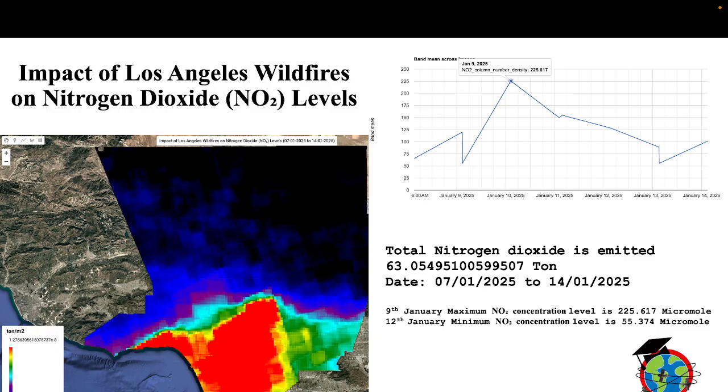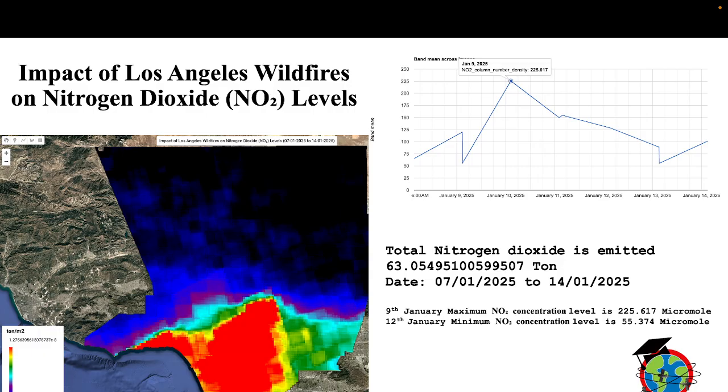Today I will try to discuss the impact of Los Angeles wildfires on nitrogen dioxide level. So it's one kind of air quality monitoring class. Basically, in this case I will discuss what the impact of Los Angeles wildfires on nitrogen dioxide level is, mainly how much nitrogen dioxide increased or decreased in this time period.